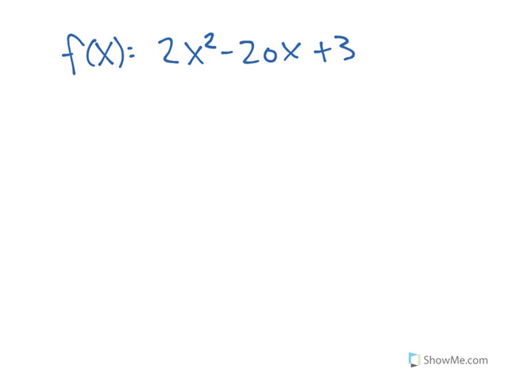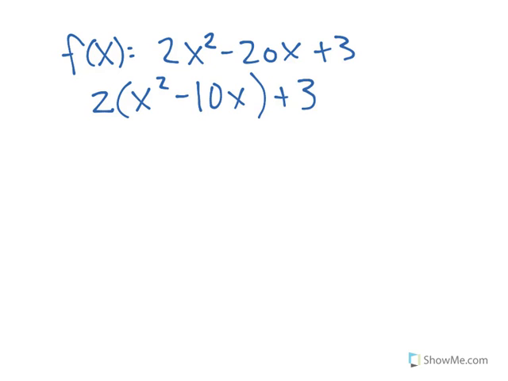So this is an example of something already being in quadratic form, and we are looking to put it into vertex form. So what we're going to do first is factor out the 2 from the first two terms. So we are going to do 2 times x squared minus 10x plus 3. So that's some easy factoring.